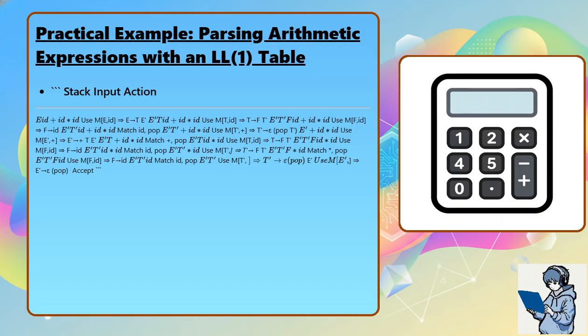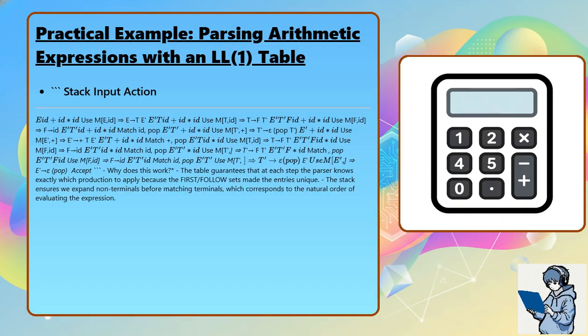id and pop. Stack $E prime T prime, input star id, action: use M of T prime with star goes to star F T prime. Match star and pop. Stack $E prime T prime F, action: use M of F with id goes to id, match id and pop. Stack $E prime T prime, input end of input, action: use M of T prime with end of input goes to epsilon, pop. Stack $E prime, input end of input, action: use M of E prime with end of input goes to epsilon, pop. Stack dollar, input end of input: accept.